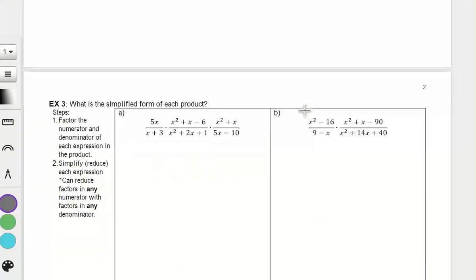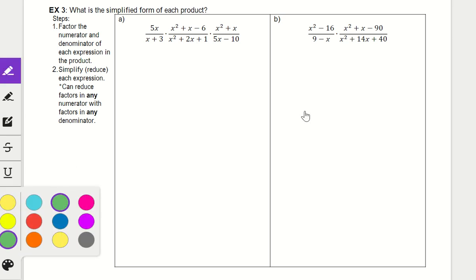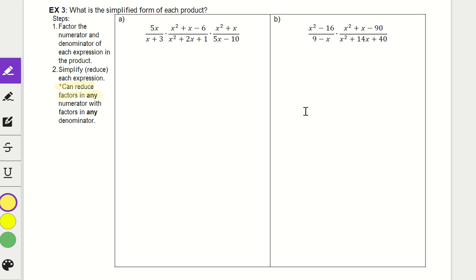So then what we're going to look at in example 3 is now we just have more going on. When I'm multiplying different rational expressions together, I still need to factor everything. But now what I can do is reduce factors in any numerator with factors in any denominator. Okay, so in these problems, I'm not going to identify the domain just because there's a lot more work going on. So I'm just going to be factoring and reducing, and I'm going to write my answer as a single fraction in the end. Okay, so let's start.